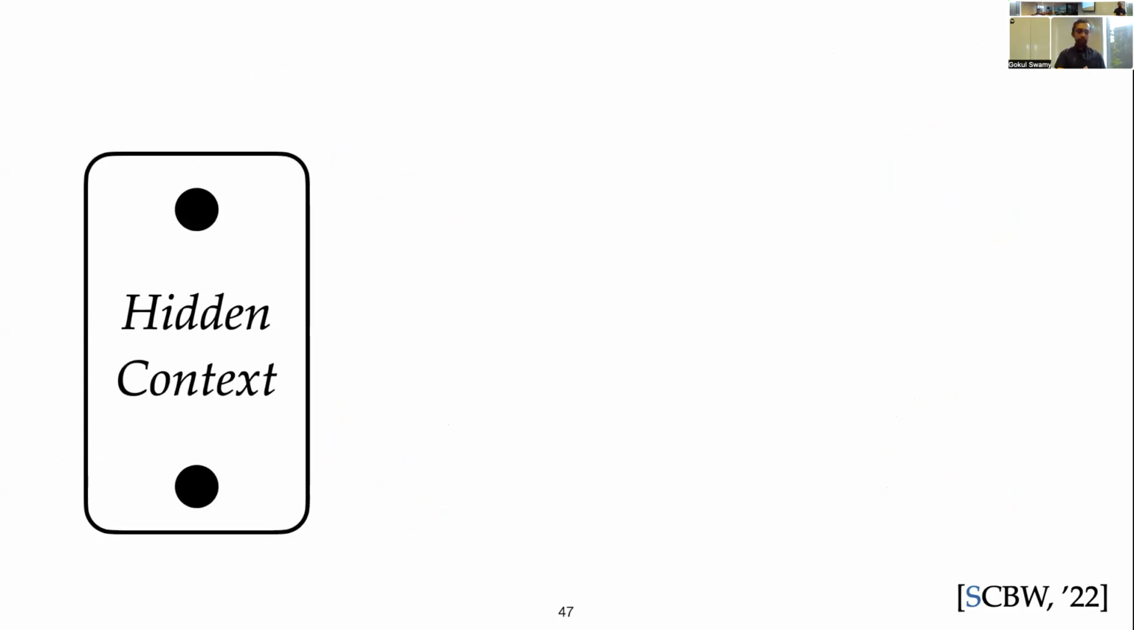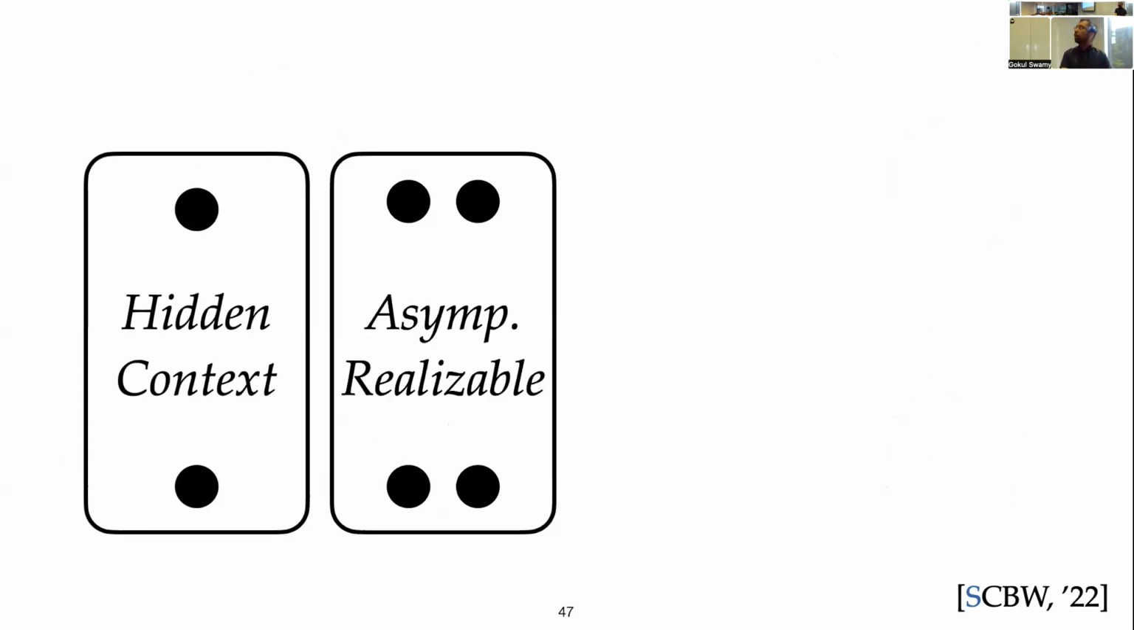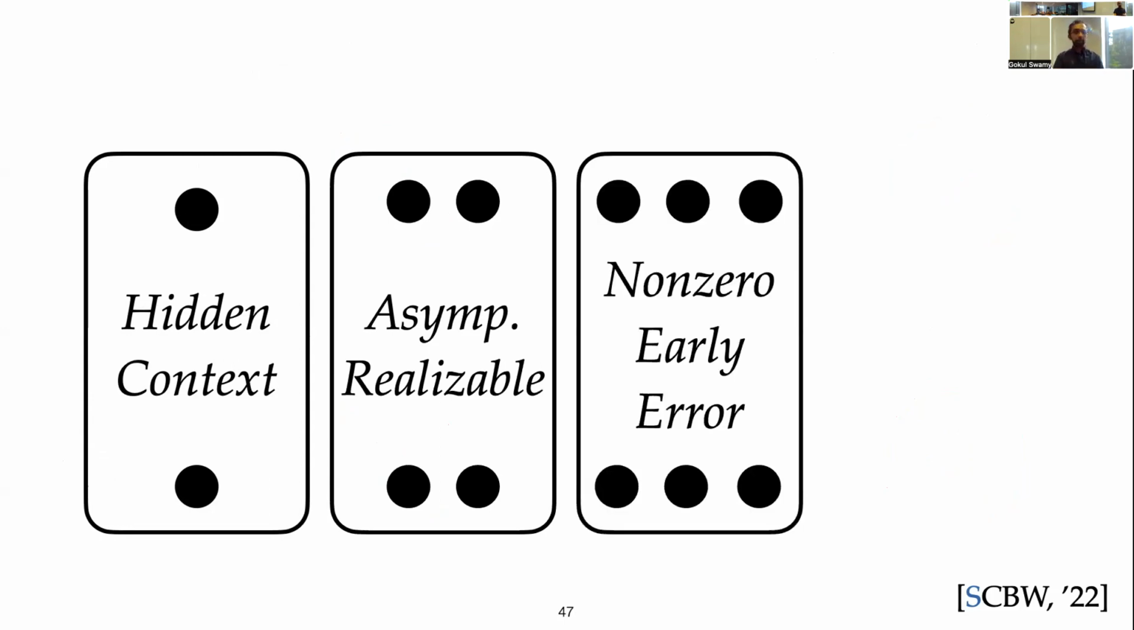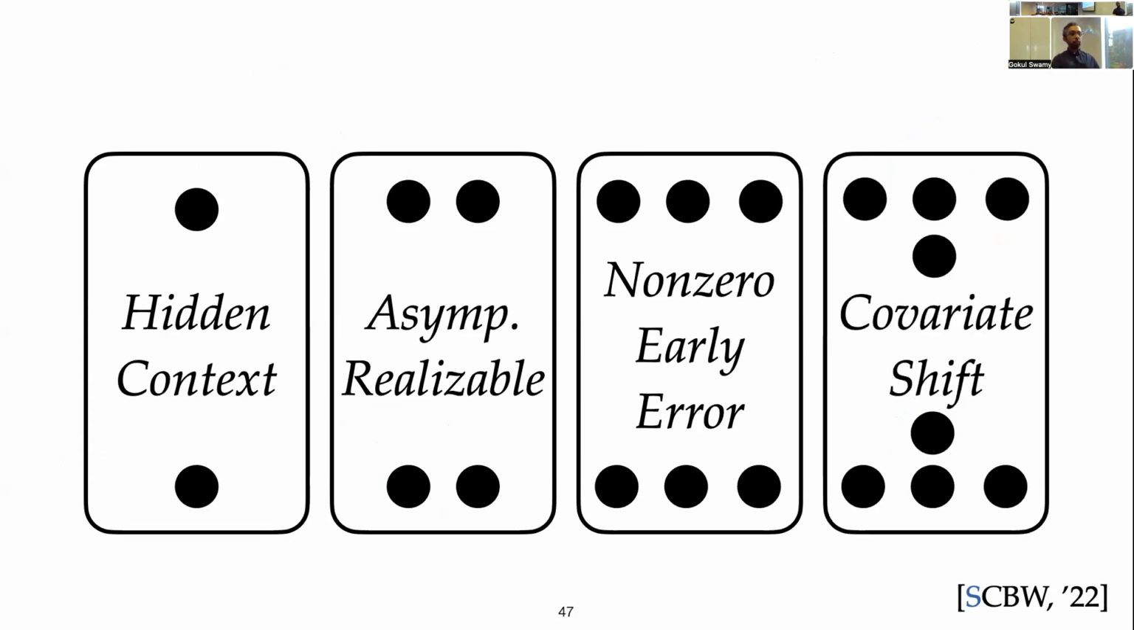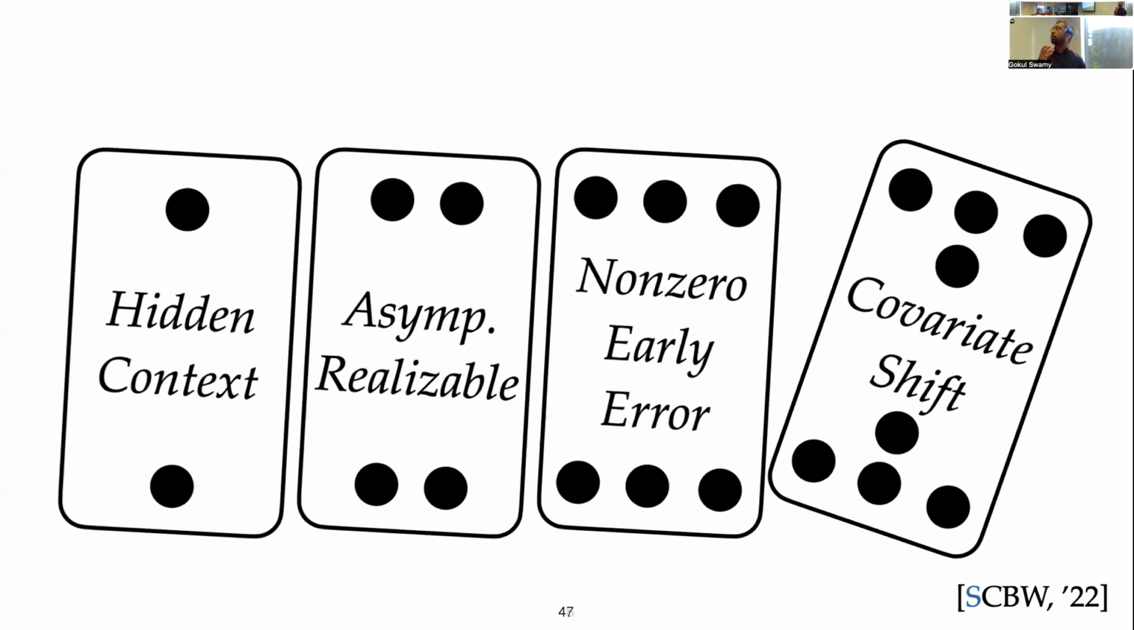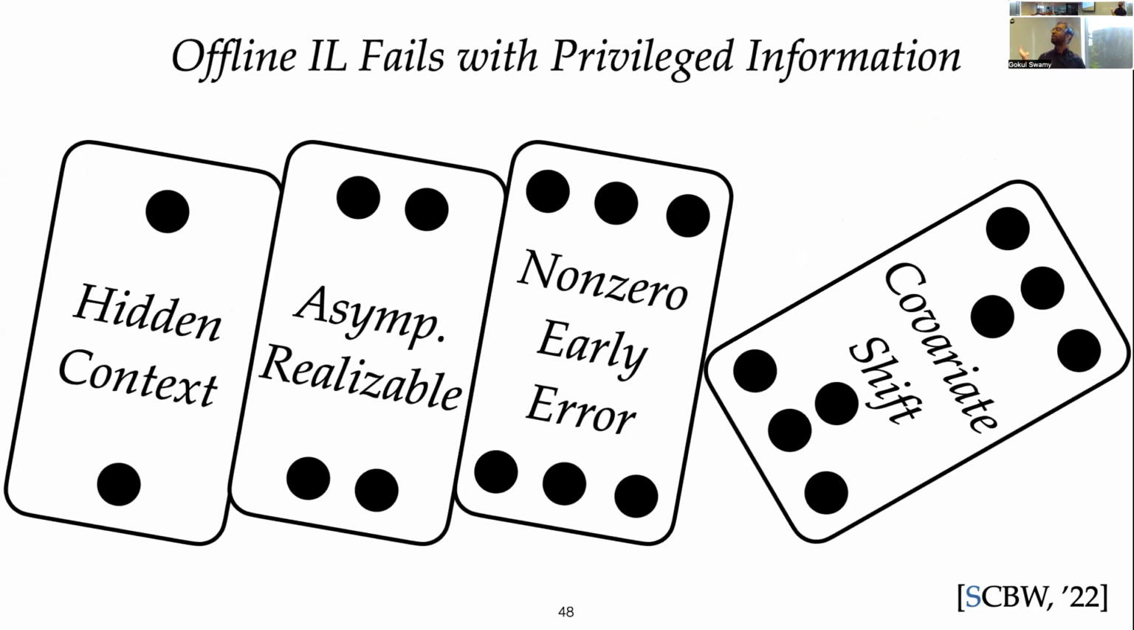So when you get this sort of hidden context or privileged information, this means we're in an asymptotically realizable problem, which means that all policies are going to have non-zero early error. This means that we're going to have covariate shift. And as I argued in the first part of this talk, offline algorithms are provably not robust to covariate shift. So this means that offline imitation learning is going to fail with privileged information.